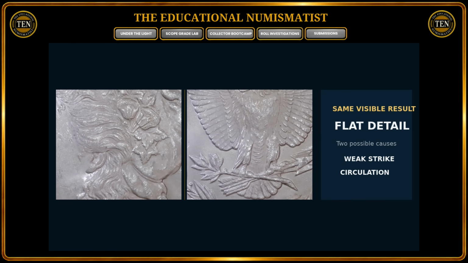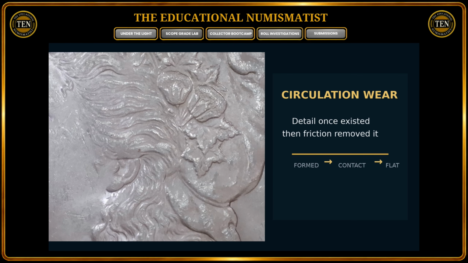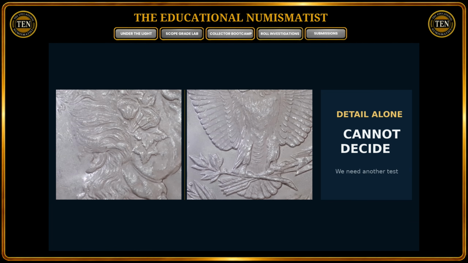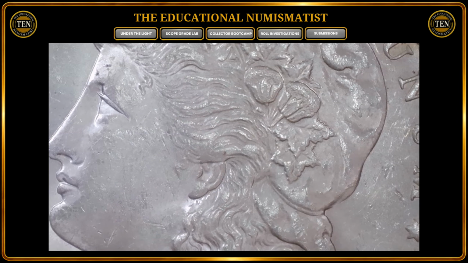Weak strike and circulation wear can create flatness in the same places. With weak strike, the missing detail never fully formed. With circulation wear, detail that once existed was gradually removed. The amount of detail cannot answer this question by itself, so we have to examine the surface beneath it. Let's begin with the hair above Liberty's ear.